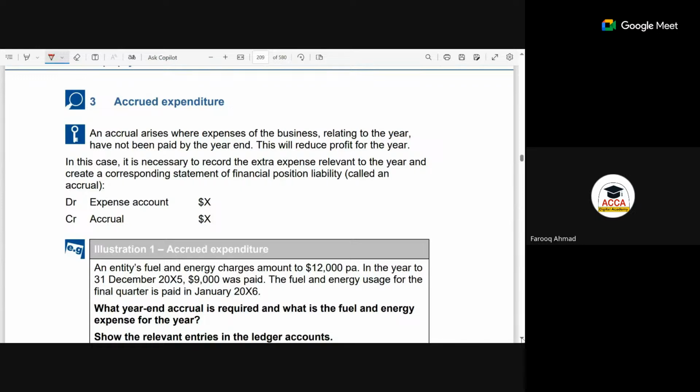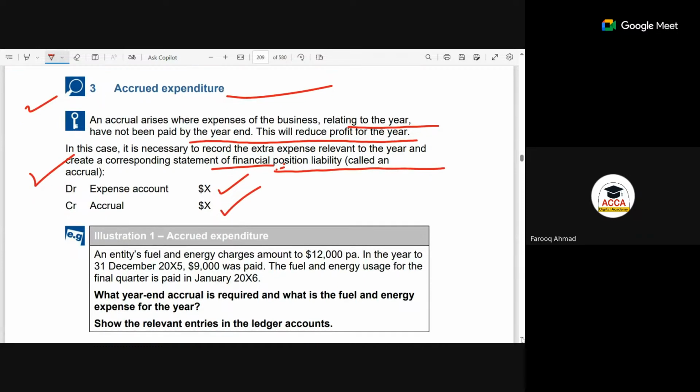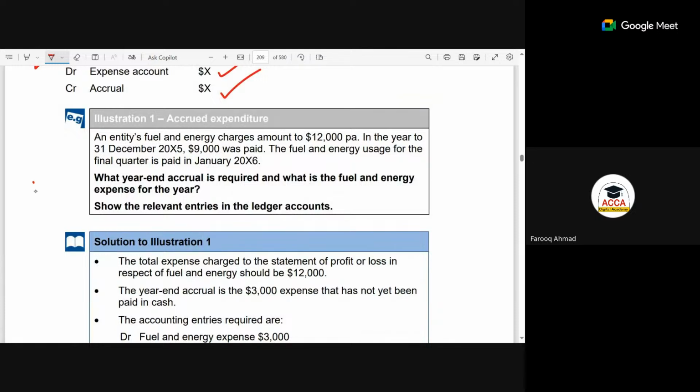Definitions. Accrued expenditure: an accrual arises when expenses of the business relating to the year have not been paid by the year end. This will reduce profit for the year. In this case, it is necessary to record the extra expenses relevant to the year end and create a corresponding statement of financial position liability called an accrual. The expenditure account is debited and the accrual is credited. This is to make sure you have accounted for the correct accounting period. This illustration will clear your understanding.